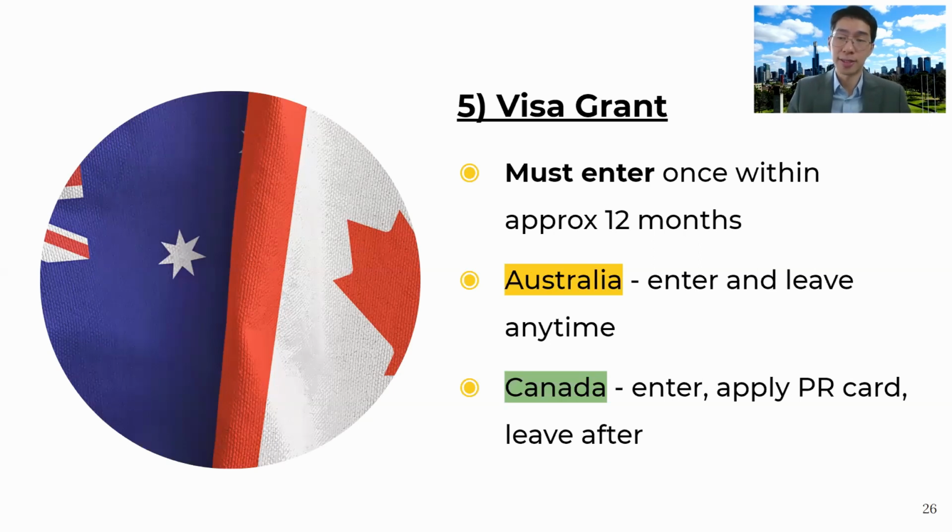You get a visa grant letter. It's tagged to your passport, and then ultimately for Canada, you get a PR card. Australia doesn't have a PR card. It's tagged to your passport. Yeah. So those are the 5 stages of the visa process.